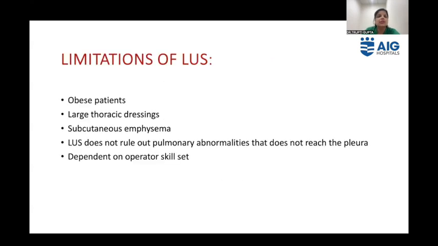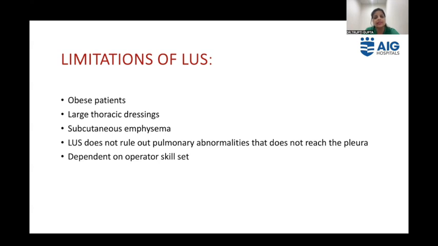So what are the limitations of lung ultrasound? In patients who are very obese, with large thoracic dressings, and subcutaneous emphysema, it is sometimes very difficult to get an image. Lung ultrasound does not rule out pulmonary abnormalities that are not reaching the pleura, and this is dependent on an operative skill set.